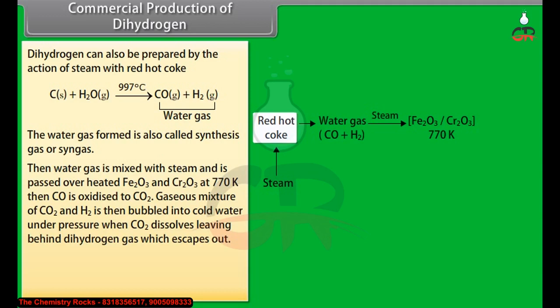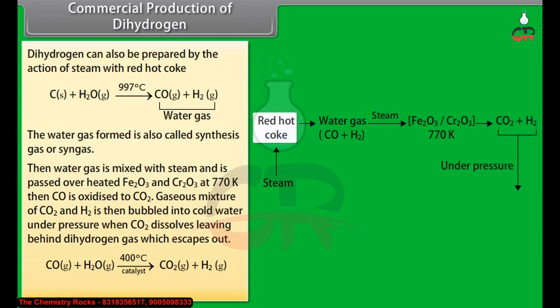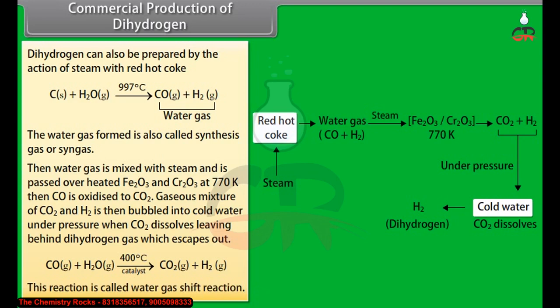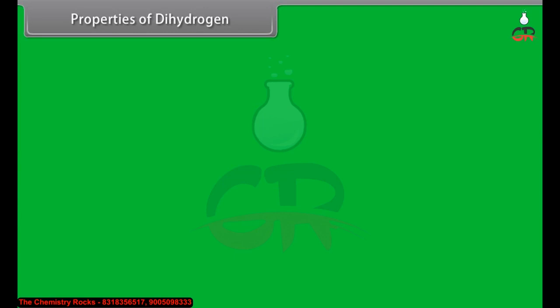Then CO is oxidized to CO2. The gaseous mixture of CO2 and H2 is then bubbled into cold water under pressure, when CO2 dissolves, leaving behind dihydrogen gas, which escapes out. This reaction is called the water-gas shift reaction. Properties of dihydrogen. Physical properties.